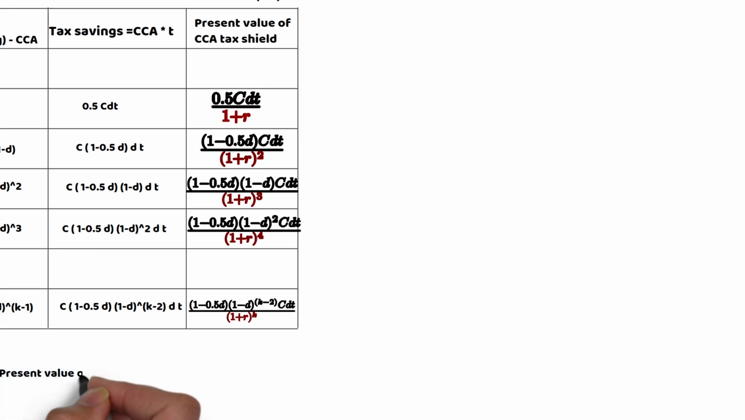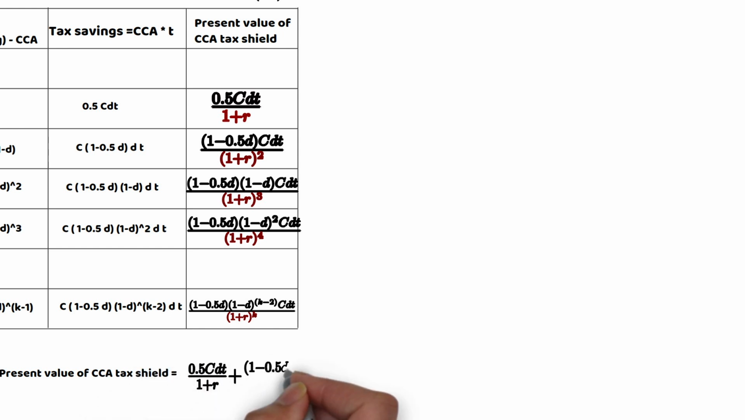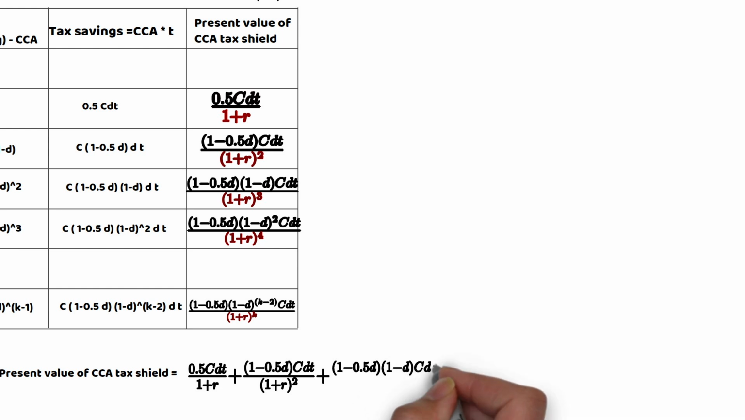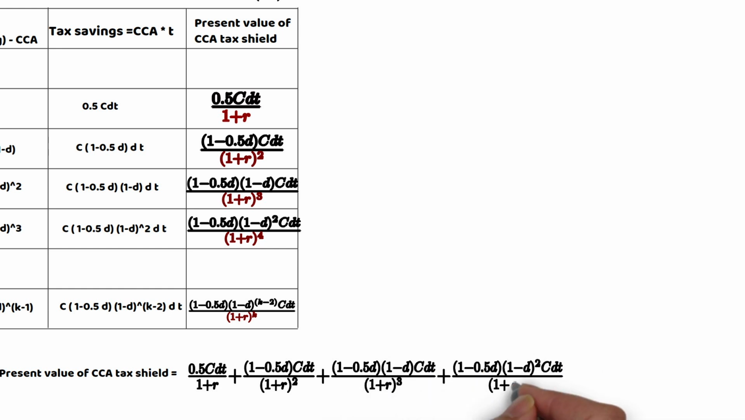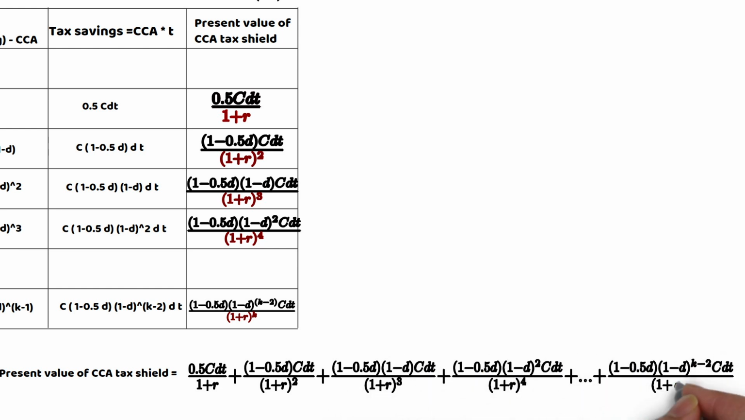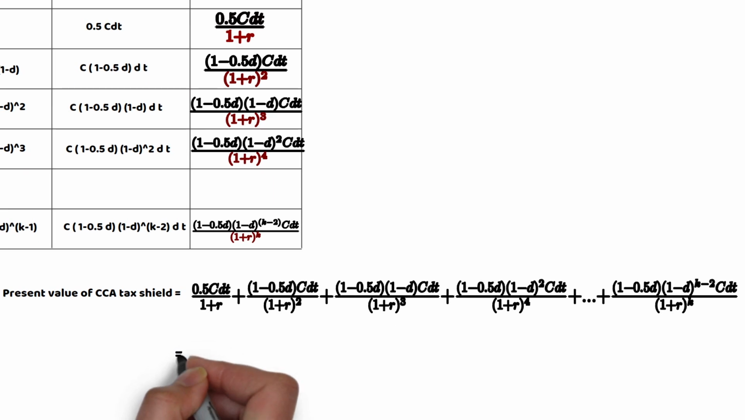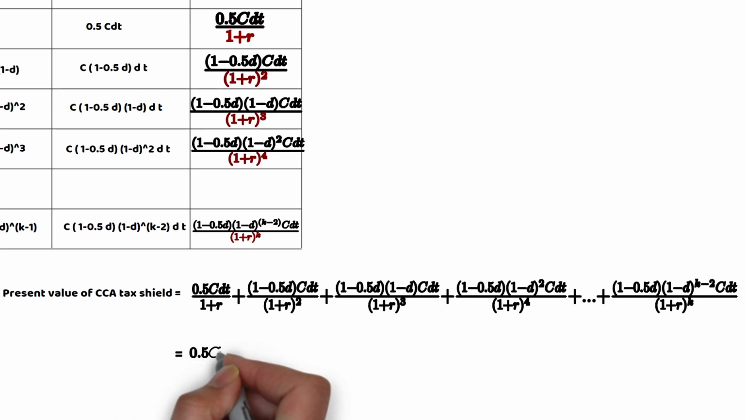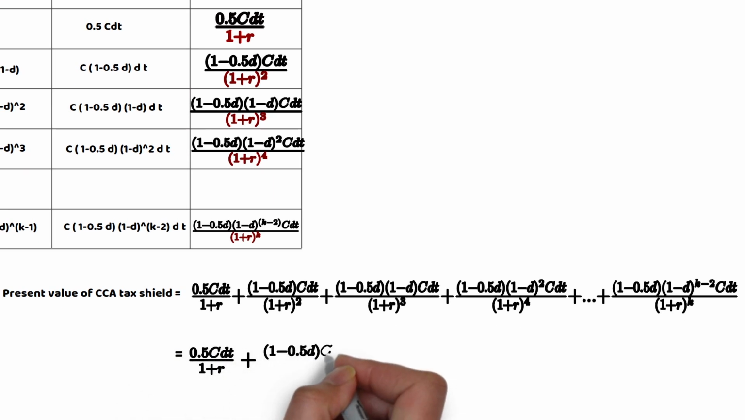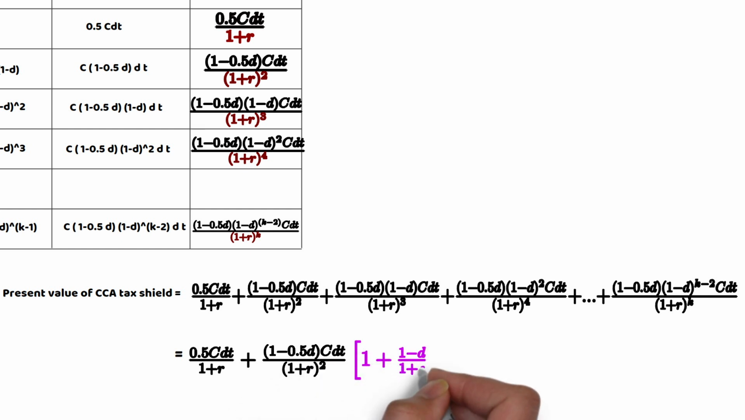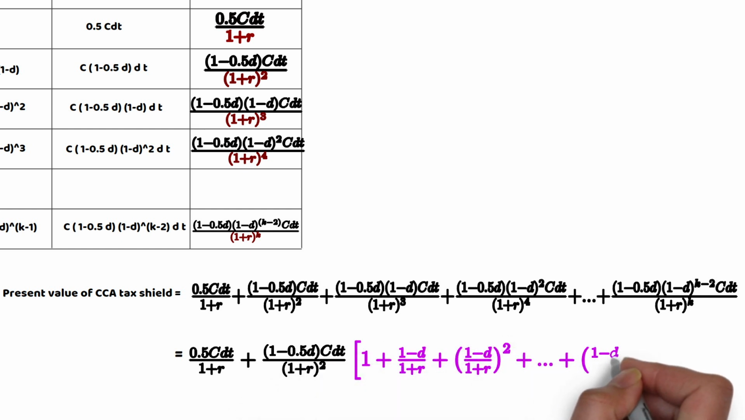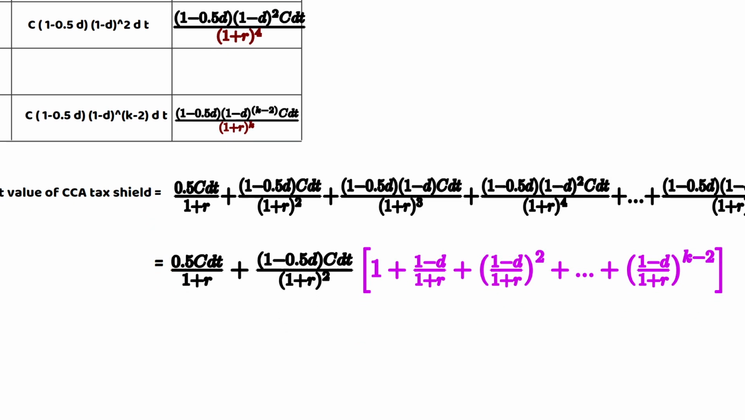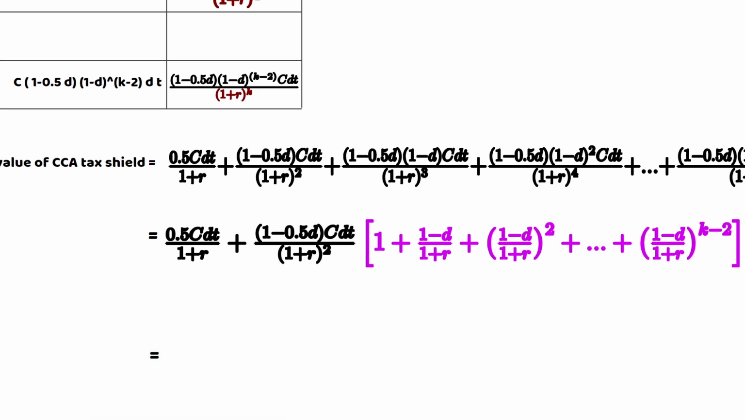Okay, so we figured out all these present values for each year. Now the total present value would be the sum of all the terms together. When we put them together, we need to solve this. We first keep the first term, and then we take out a term using the distribution rule. We simplify the expression.